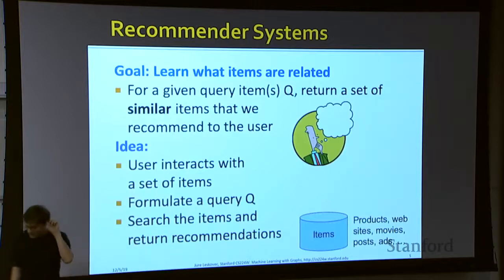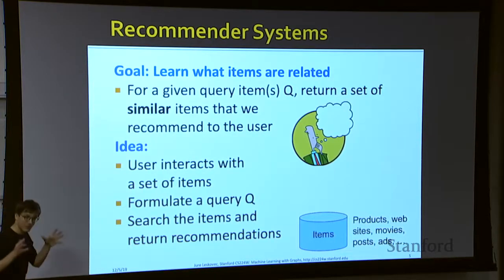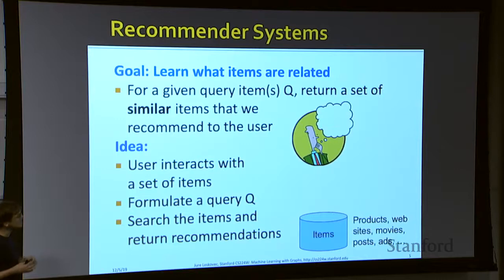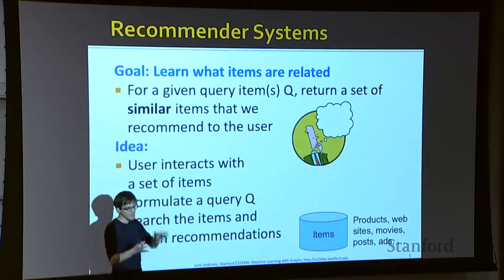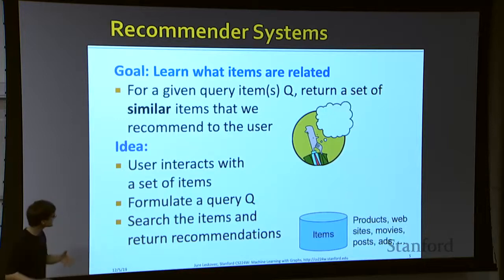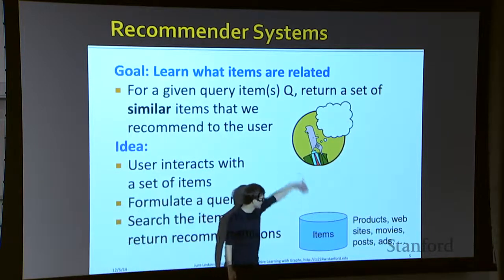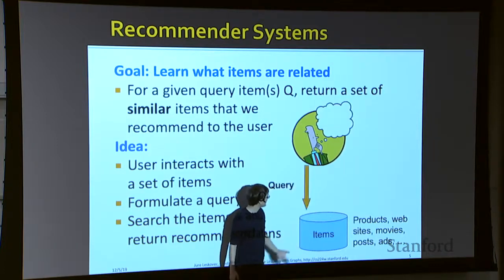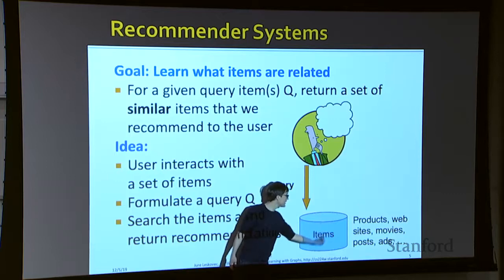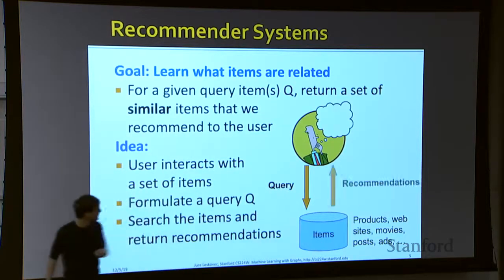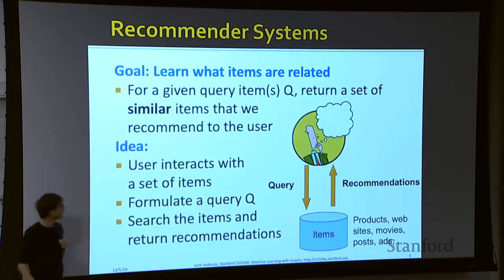In particular, the way we think of this is that the core operation in building a recommender system is to learn or figure out what items are related. So that, for example, based on the user's prior behavior, you identify a set of query items, and using this set of query items, you can then go and query your database of items, which could be products, websites, movies, posts, things like that, and then return a set of recommendations for that user.